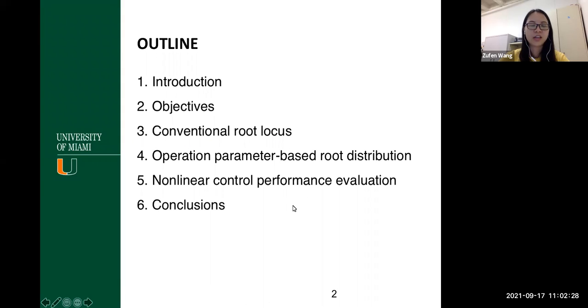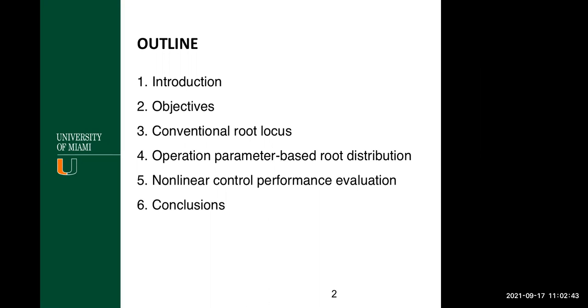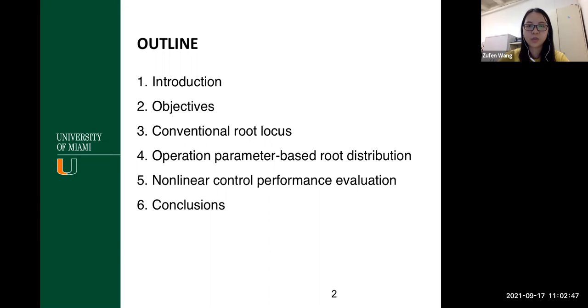Here is the outline. First, I will give the introduction, then the objectives, and then I will introduce the conventional root loci. Based on this, operation parameter-based root distribution will be extended from the traditional root loci, and we will use the root distribution to evaluate the nonlinear control performance of air handling units. And finally, I will give the conclusion.